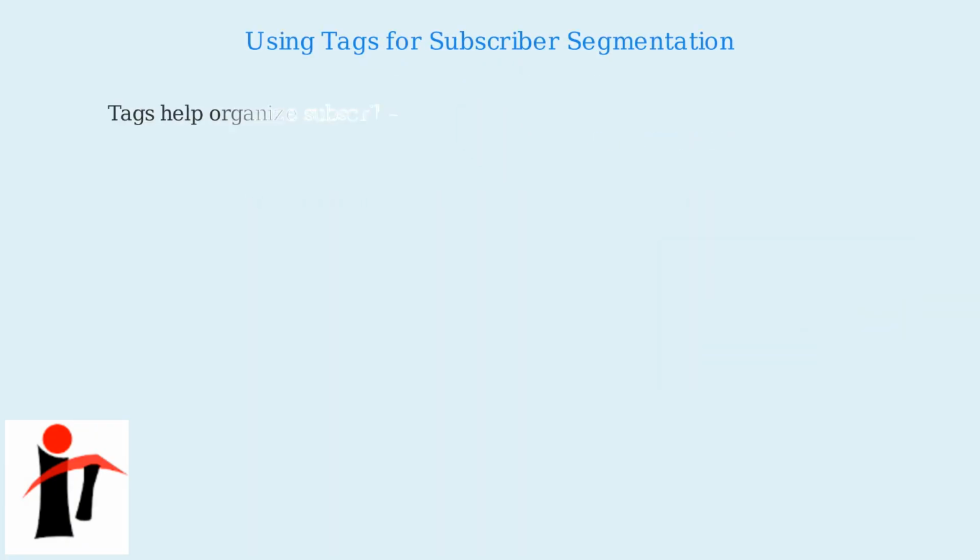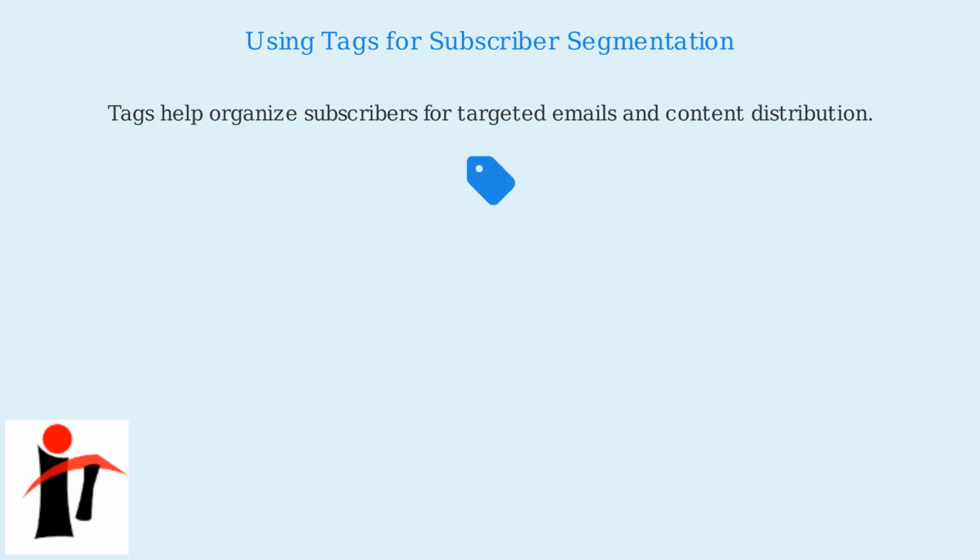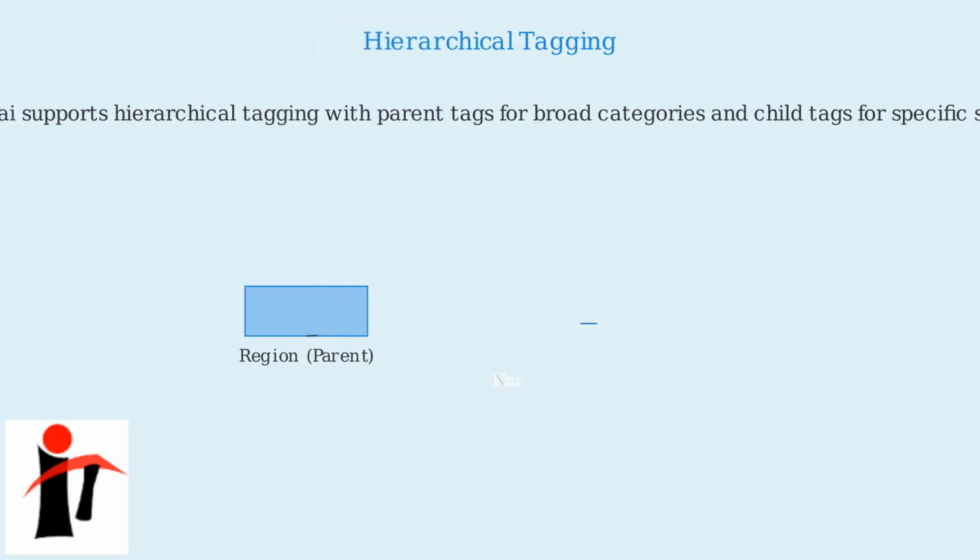Tags are essential tools in Beacons.ai for organizing your subscriber list. They allow you to group subscribers based on shared characteristics, making it easy to send targeted emails and distribute content to specific segments. Beacons.ai supports hierarchical tagging, allowing you to create parent tags for broad categories, such as region, and child tags for more specific segments, like North America or Europe. This structure helps organize your subscribers efficiently.